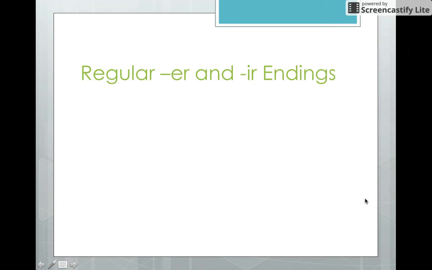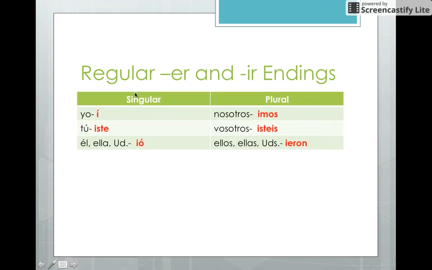Okay, so now let's look at the regular ER and IR verb endings. So they're going to be identical. Yo í, tú iste, él, ella, usted ió. First person singular and third person singular have accent marks over the letters right here. And then nosotros imos, vosotros isteis, ellos, ellas, ustedes ieron.